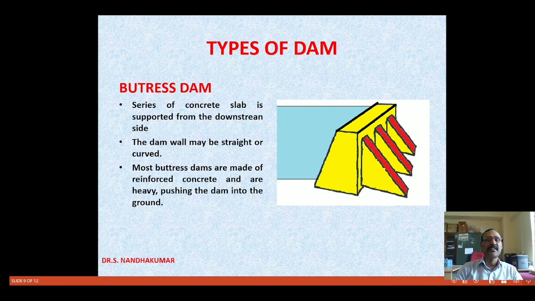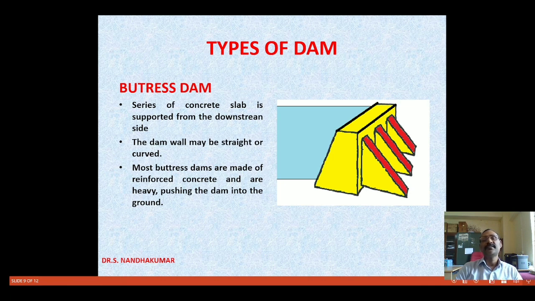Coming to the buttress dam, you can see the picture on the right side. A series of concrete slabs is supported from the downstream side. It is a supporting structure, which we call a buttress. The dam wall may be straight or curved, and I am talking about the crest here. Most buttress dams are made of reinforced concrete and are heavy, pushing the dam into the ground.